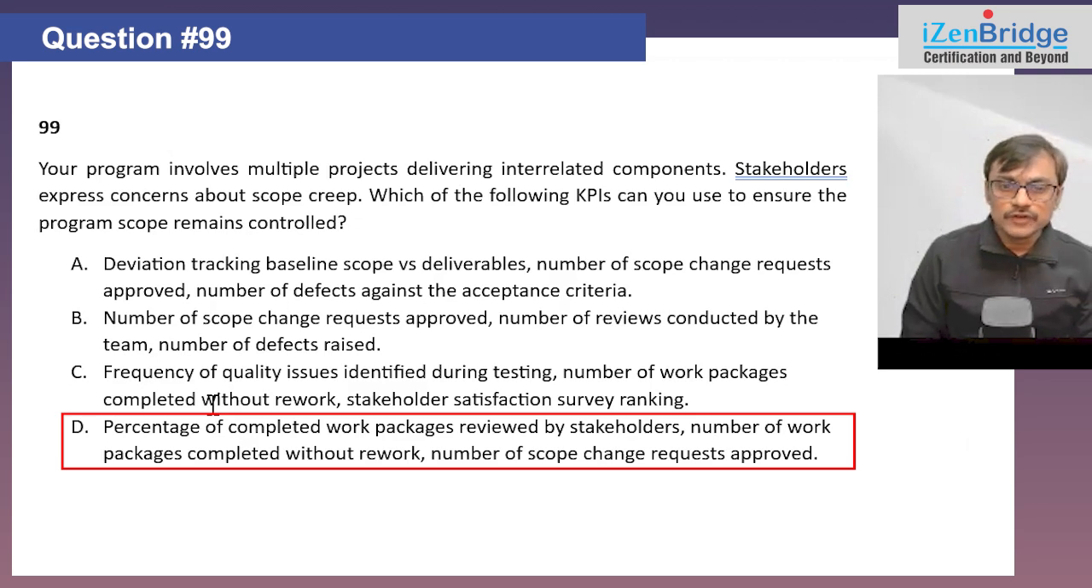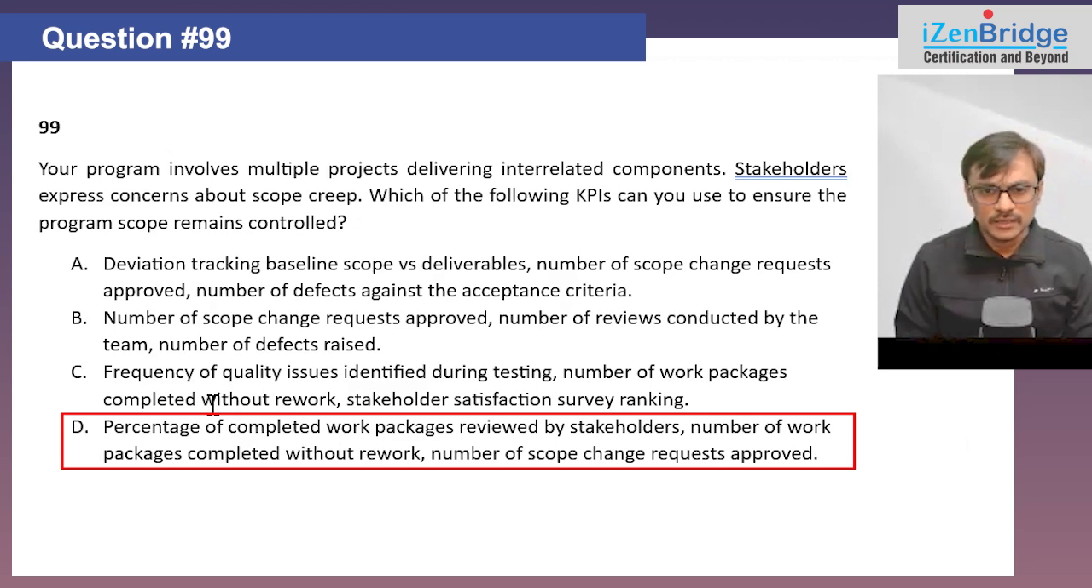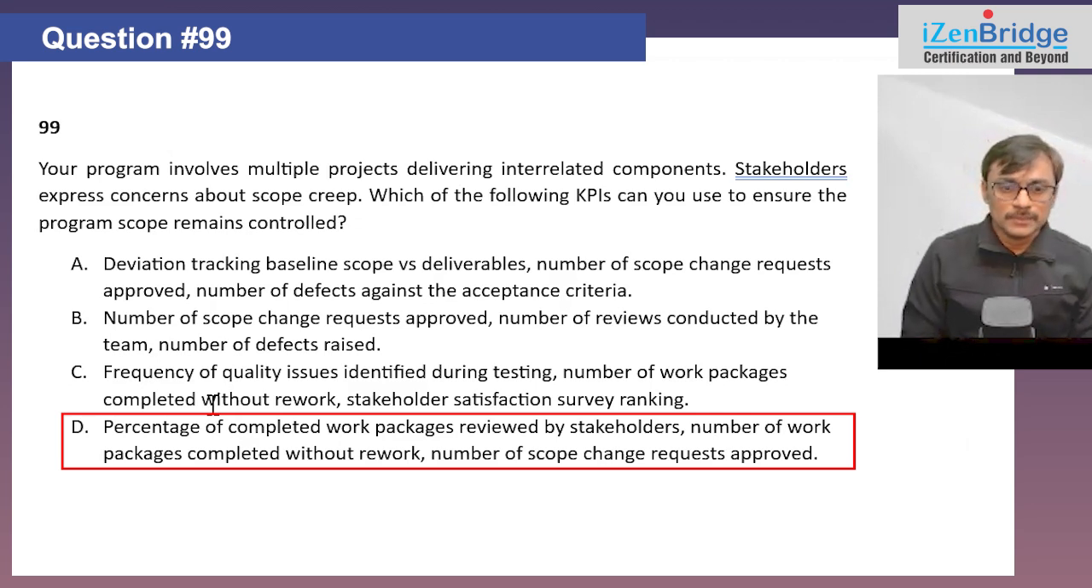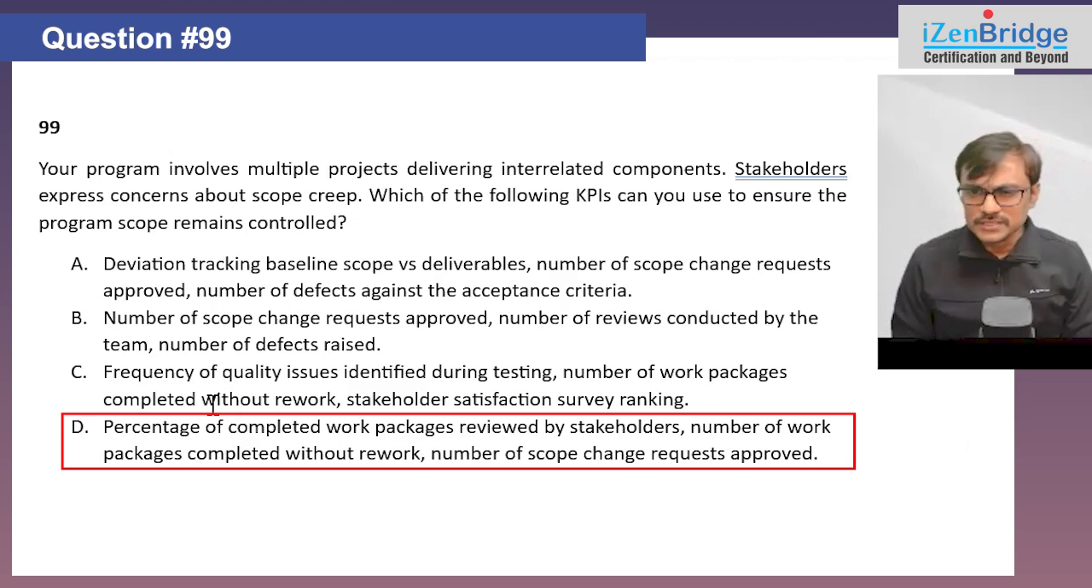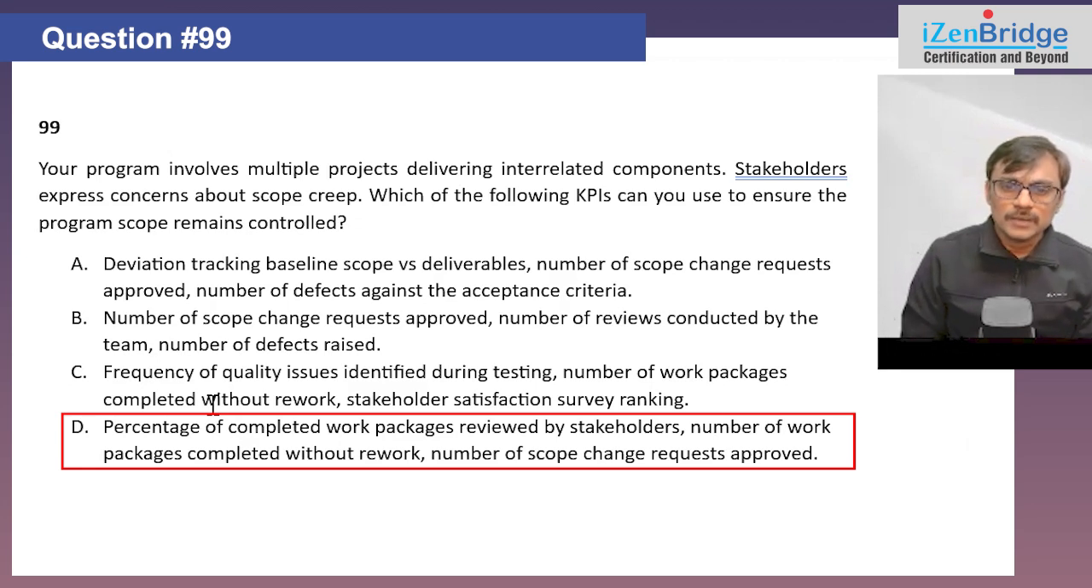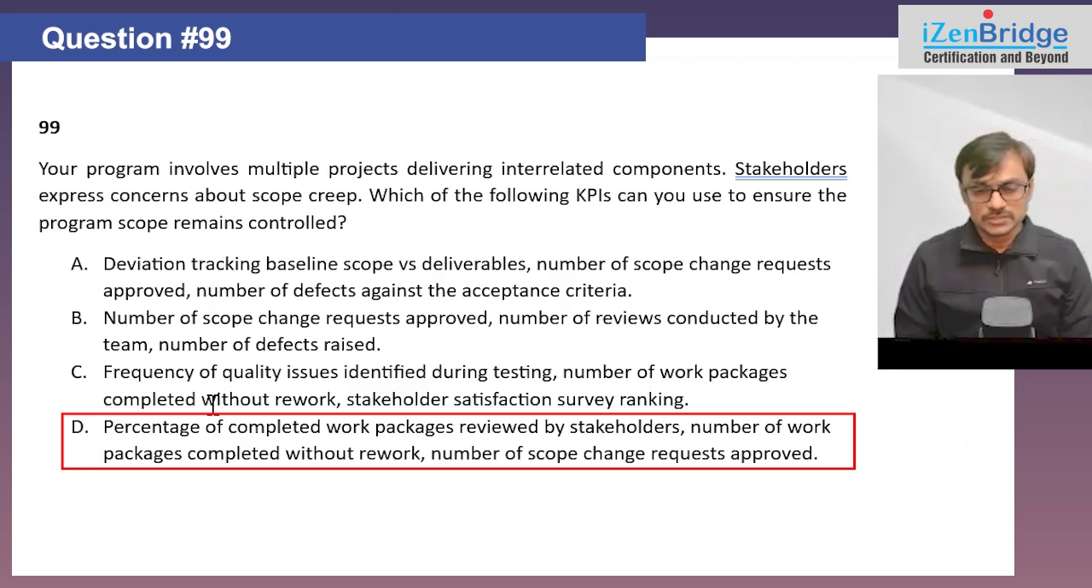Option D, percentage of completed work package reviewed by stakeholders. In a way, yeah. So work package reviewed, accepted. Number of work packages completed without rework. Yeah, in a way, yes. We can say there is less defect, but defect is not necessarily always related to scope creep. Number of scope change requests approved. Yeah, so that looks okay.